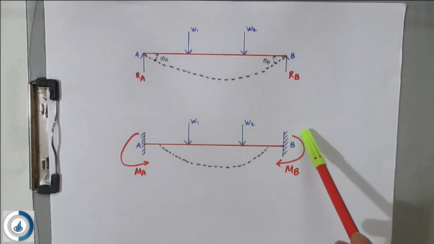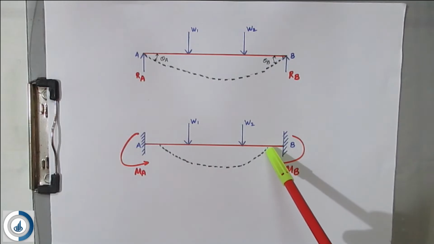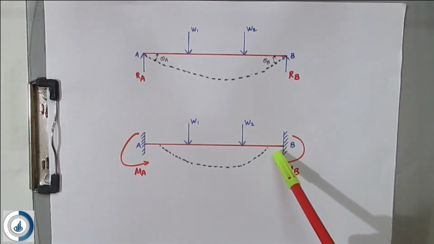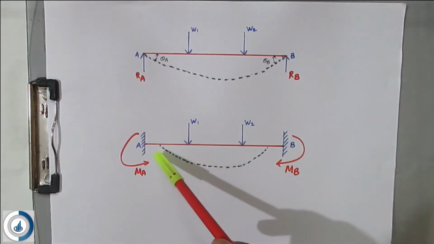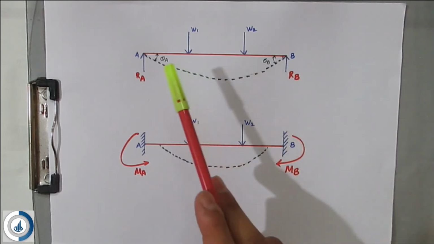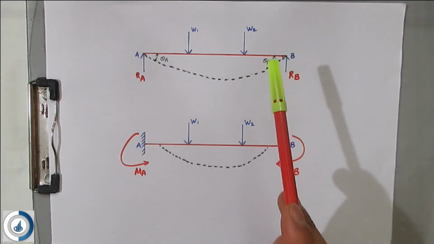Similarly at B, a clockwise moment is acting, and it will push the bending pattern upwards and make the slope theta B equal to 0. So in this case theta A and theta B are 0, whereas in the simply supported case theta A has some value and theta B has some value.